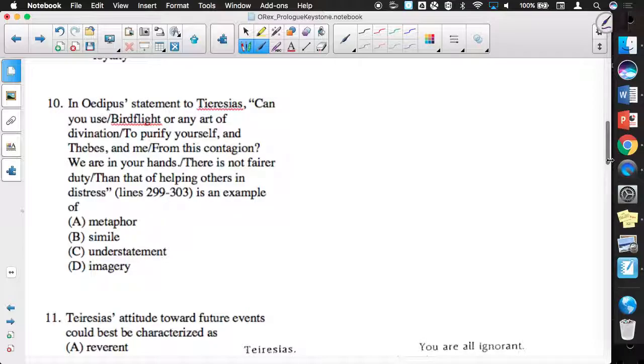Simile, metaphor, understatement, imagery, Oedipus' statement to Tiresias. Can you use bird flight or any art of divination to purify yourself and Thebes and me from this contagion? We are in your hands. There's not a fairer duty than of helping others in distress. That's probably the key word in the phrase. I said understatement.